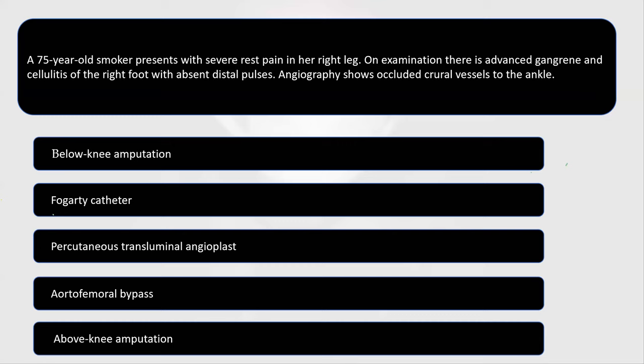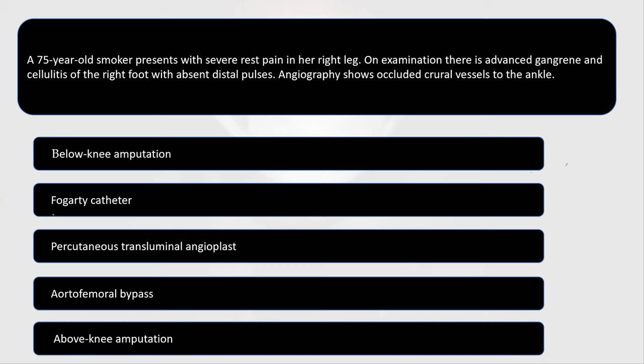Hi. So a 75-year-old smoker presents with severe rest pain in her right leg. On examination, there is advanced gangrene and cellulitis of the right foot with absent distal pulses. Angiography shows occluded crural vessels to the ankle. So what are the options? Below knee amputation, forefoot amputation, percutaneous transluminal angioplasty, aortofemoral bypass, or above knee amputation.